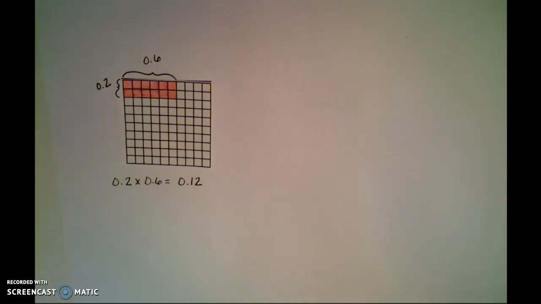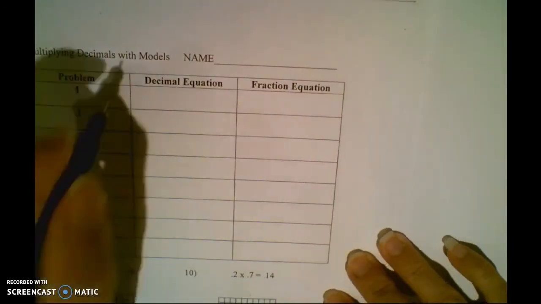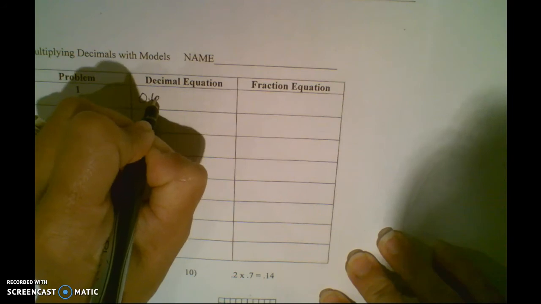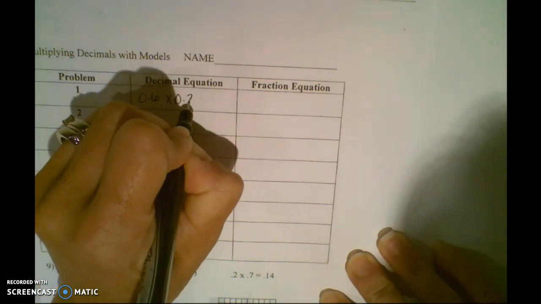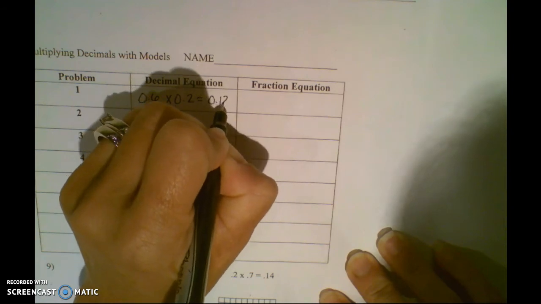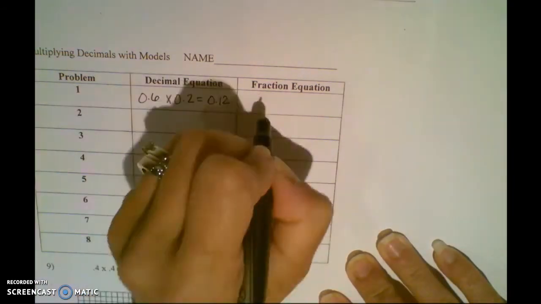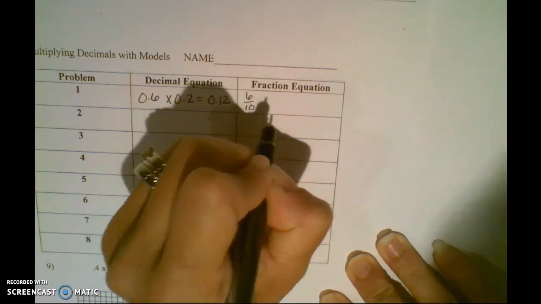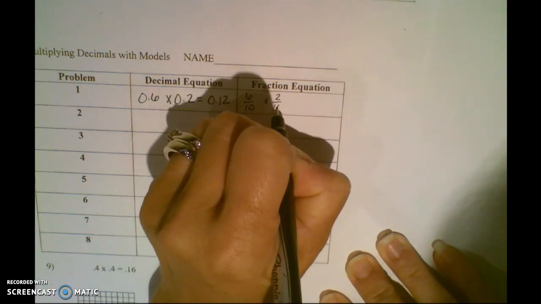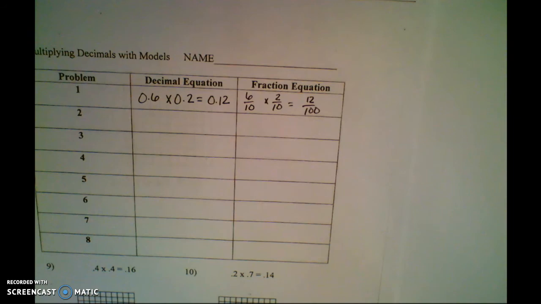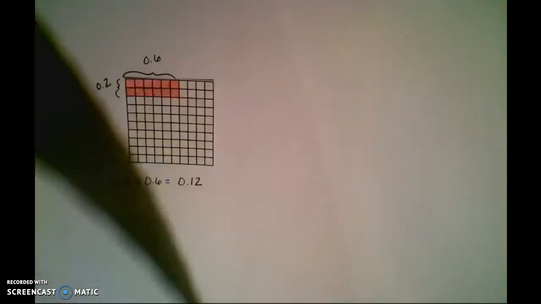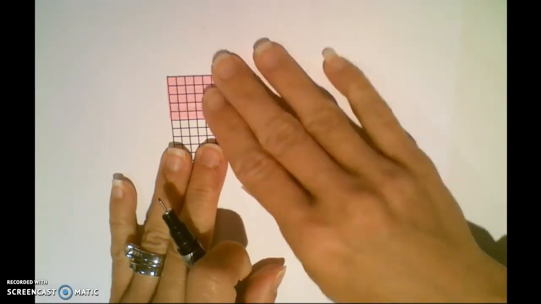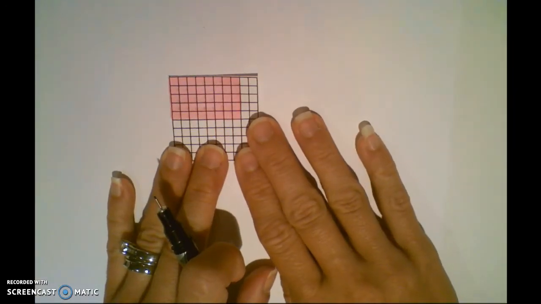So on my companion guide, I am going to write that down. I'm going to write that I had 6/10 times 2/10, which equals 12/100. And as a fraction, because it's written the same way we read a decimal, 6/10 times 2/10 equals 12/100. Okay? Let's move on to number 2. Now, at any point when you think you've got this, go ahead and pause the video and give it a try, then press play and see how you did.